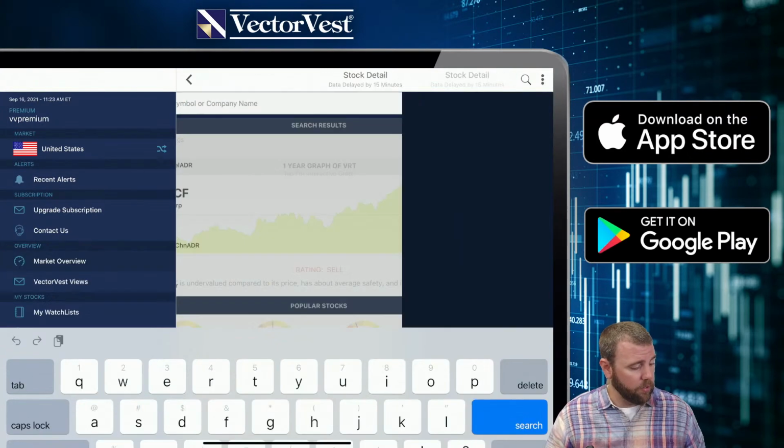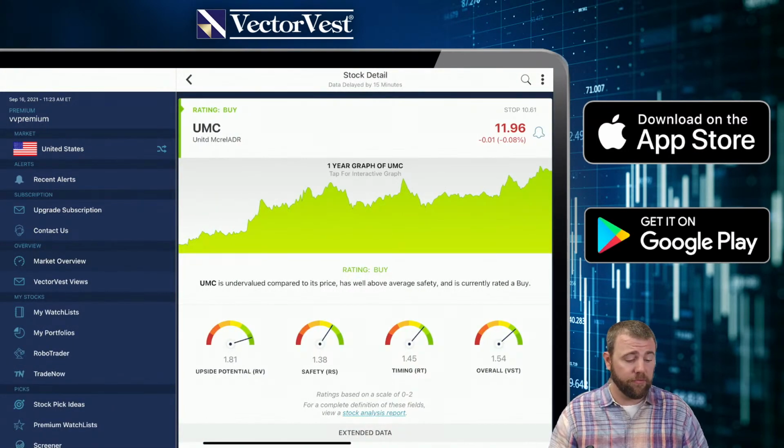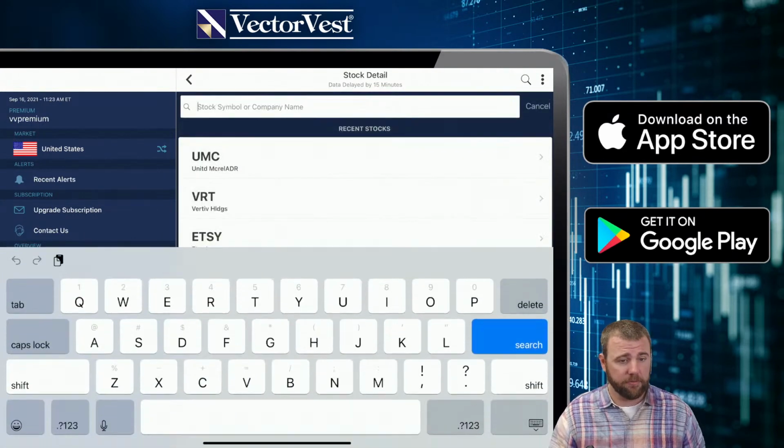UMC, great long-term potential, less risk associated with the stock. You have a really strong short-term uptrend. Overall, the stock's definitely favorable still.